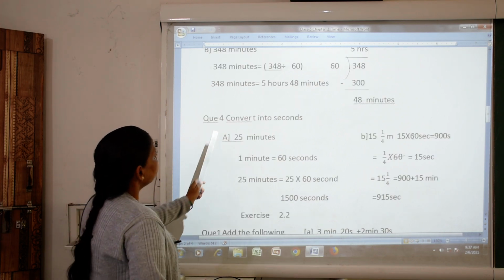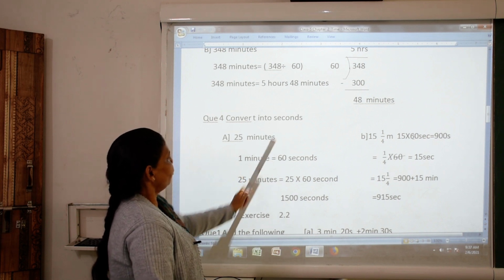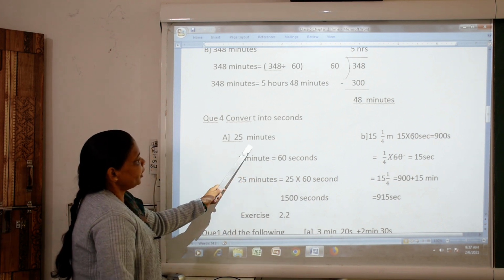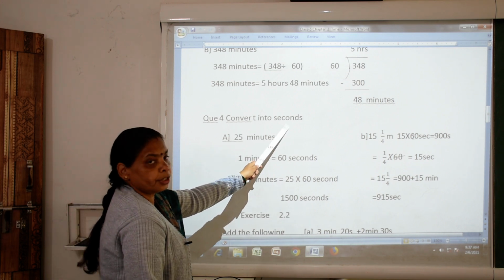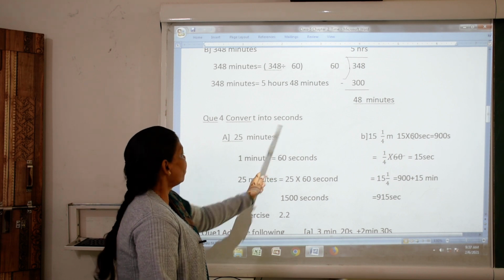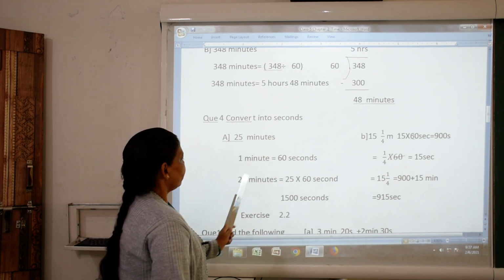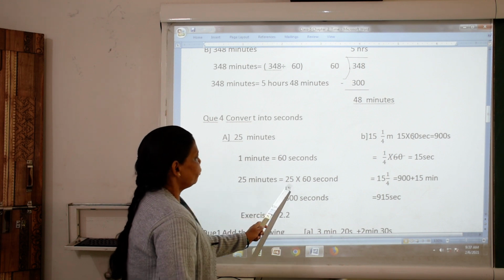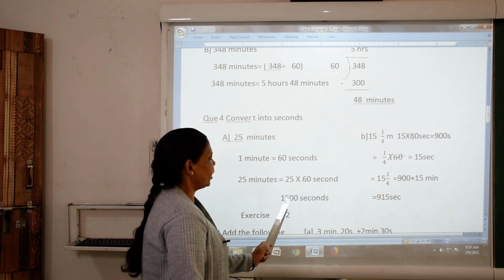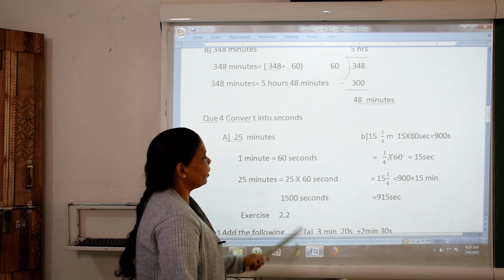Take one more example, convert into seconds. What is given here? Minutes are given here and you have to change them into seconds. So minute is the bigger unit and second is the smaller unit, so you have to multiply. 1 minute is equal to 60 seconds. So 25 minutes is equal to 25 multiplied by 60 seconds, which is 1500 seconds.